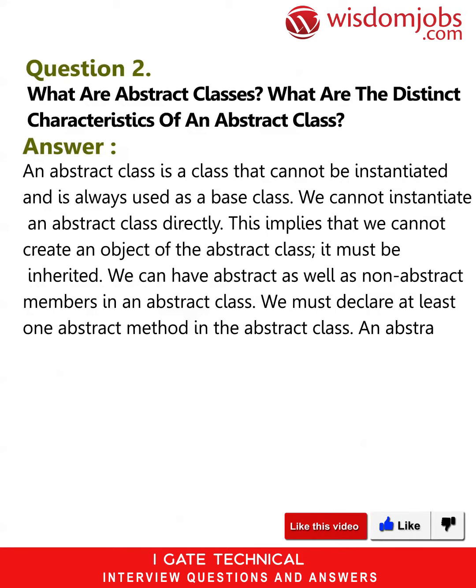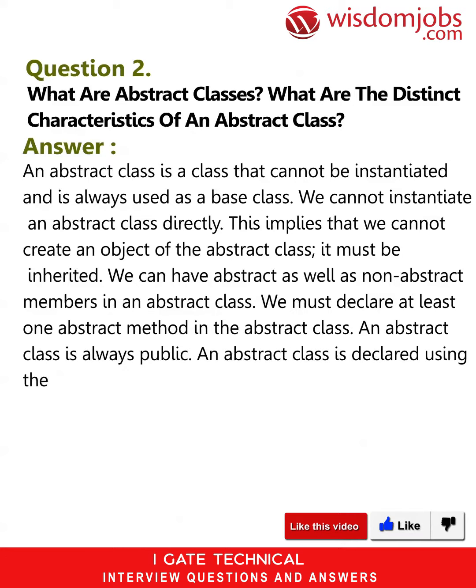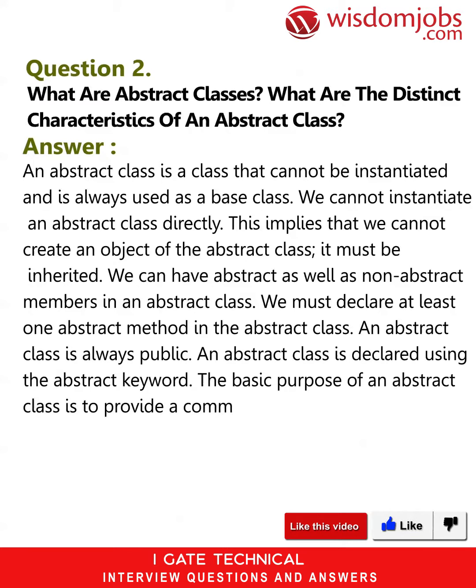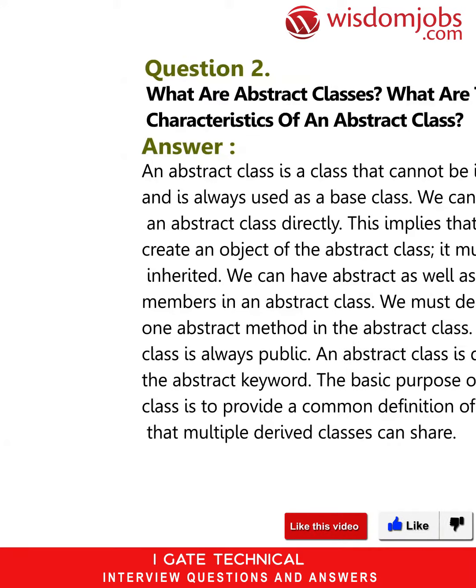An abstract class is always public. An abstract class is declared using the abstract keyword. The basic purpose of an abstract class is to provide a common definition of the base class that multiple derived classes can share.